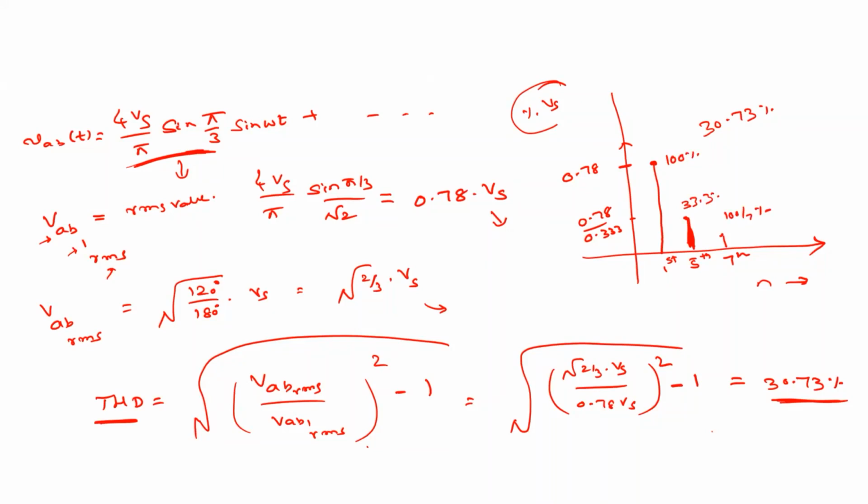So when compared to the full square single phase inverter output voltage when it is operating at fundamental frequency, where we got around 48% THD, now because of the absence of triplen harmonics, the THD has come down to 30.73%. Clear?